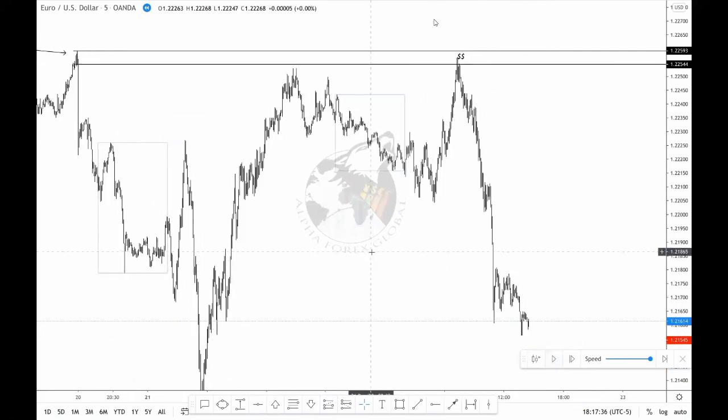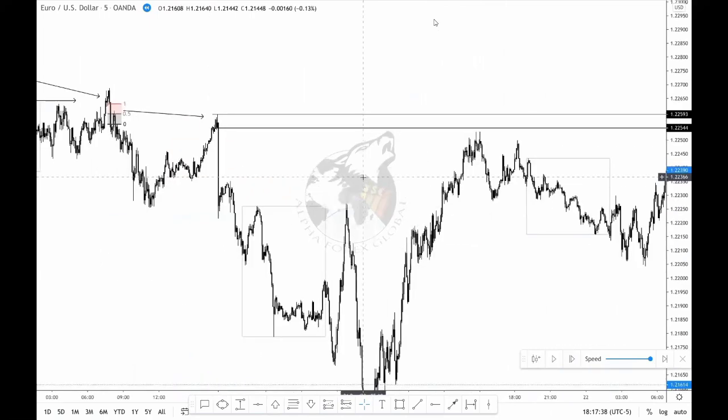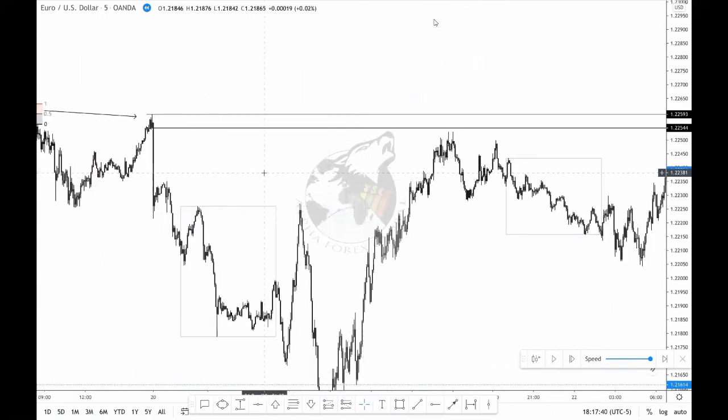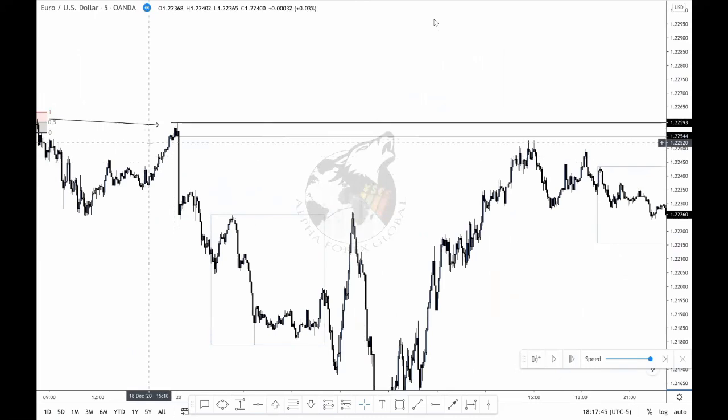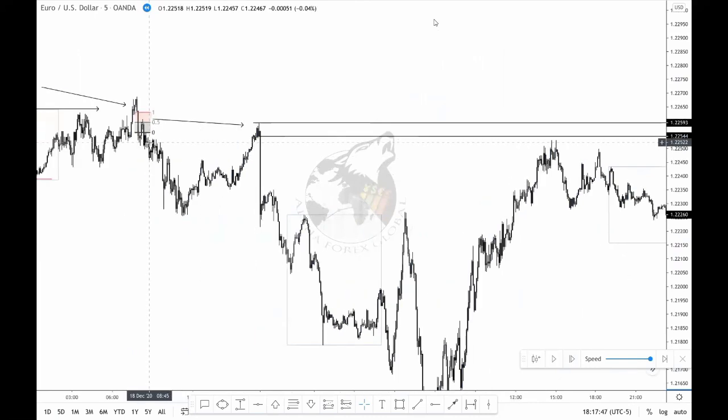And bear in mind, you can do this on any time frame. Once you see an area where there is liquidity and the market mitigates it, it means it collects liquidity, and the market must mitigate that structure or that order block that collects that liquidity.